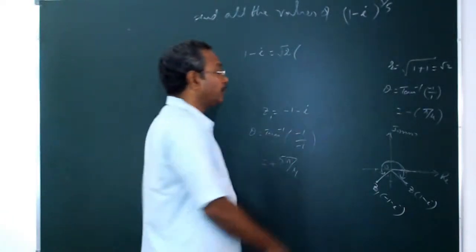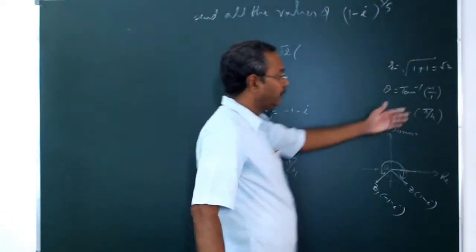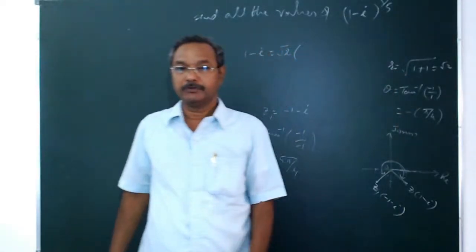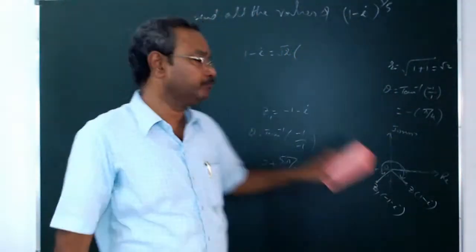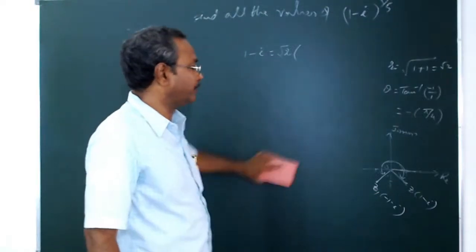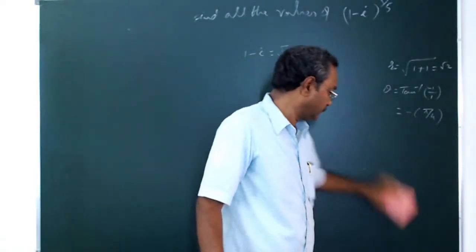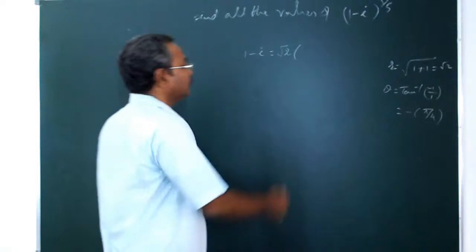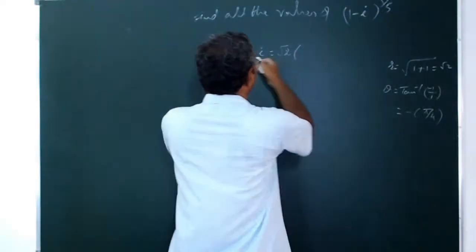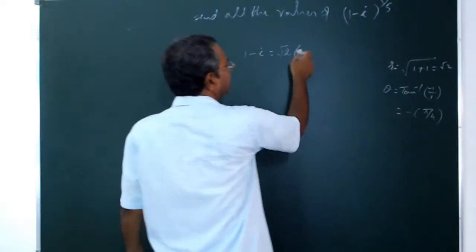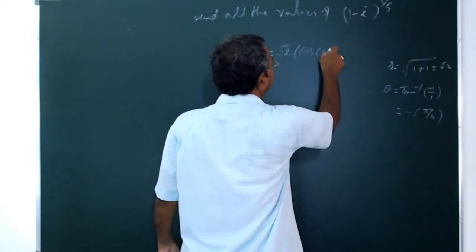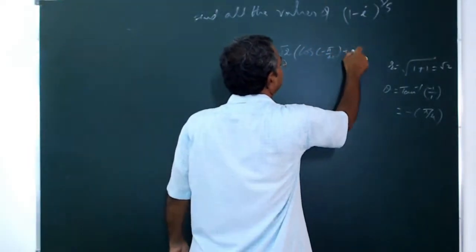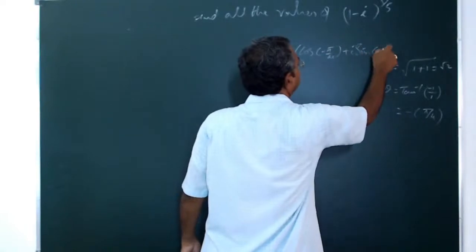The amplitude of the complex number 1 minus i is minus pi by 4. So always exercise caution while writing the amplitude of a complex number. Okay. So once we have these two quantities, we have the mod-amplitude form of 1 minus i, which is root 2 into cos minus pi by 4 plus i sine minus pi by 4.